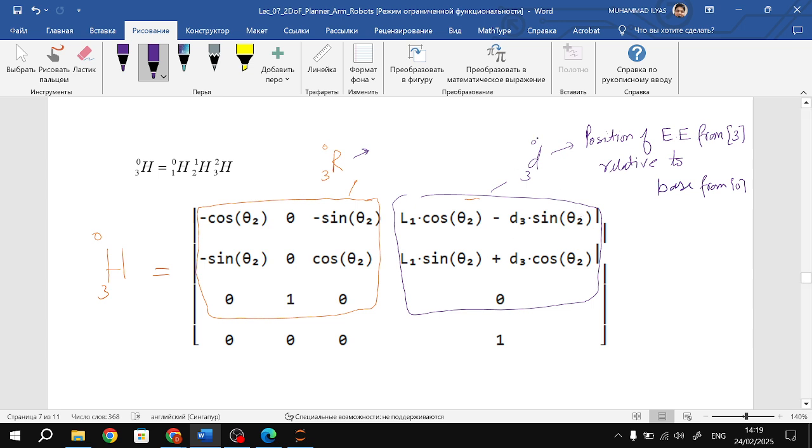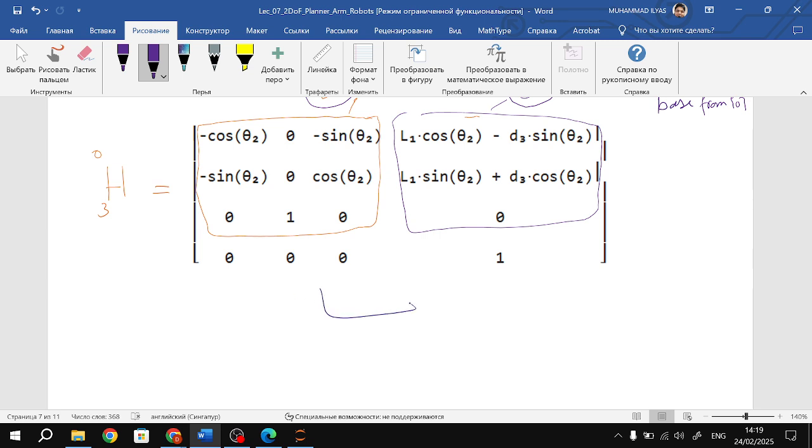So, okay. What are we interested in? We are interested in the position of our end-effector with respect to the base frame, and we are interested in the rotational matrix of the end-effector with respect to the base frame. This is our final result. So this completes our forward kinematic model, right?